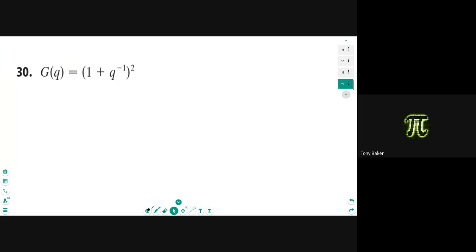Remember, square root is just multiplication. Yes. Very good.